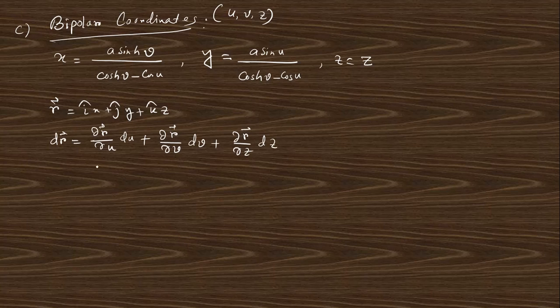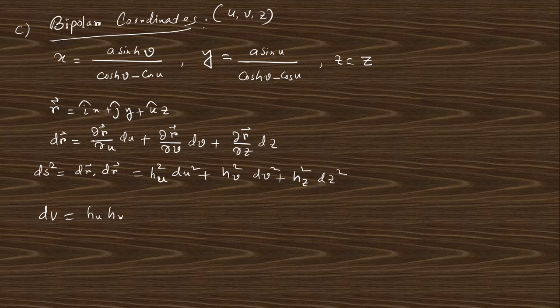Right? After getting this, you will get ds square, that is dr vector dot dr vector. From this expression you will get h_u square du square, h_v square dv square, and h_z square dz square. These are the scaling factors h_u, h_v, h_z. After that, if you want to find the dV, dV is nothing but h_u h_v h_z du dv dz.